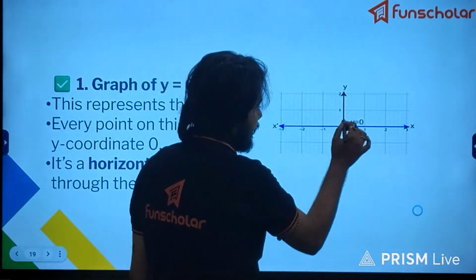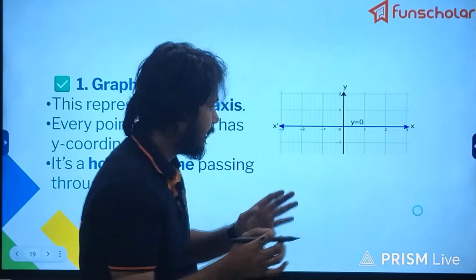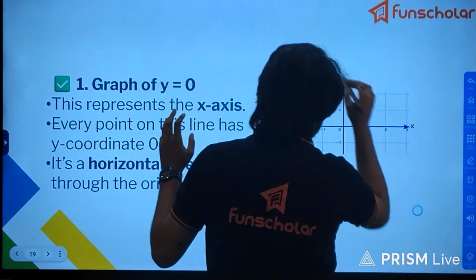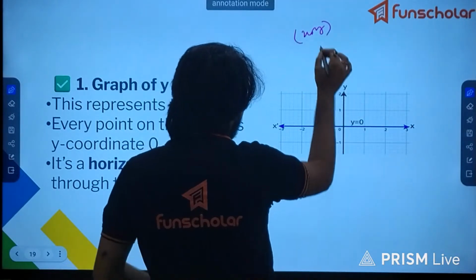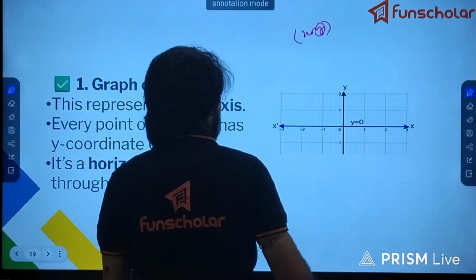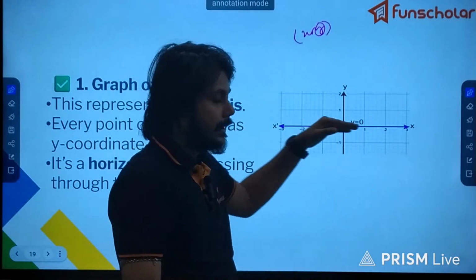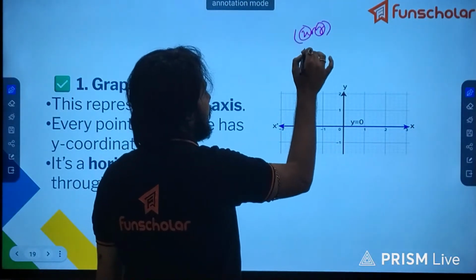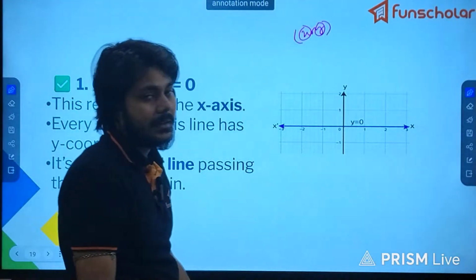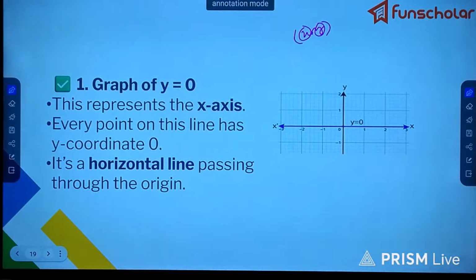Here this y means the y coordinate. We have learned the ordered pair, right? X comma y. Here this y means the y coordinate. If the y coordinate is 0, then the point will lie on the x-axis, and if the x coordinate is 0, then this will be the representation of the y-axis. Just go through this slide.